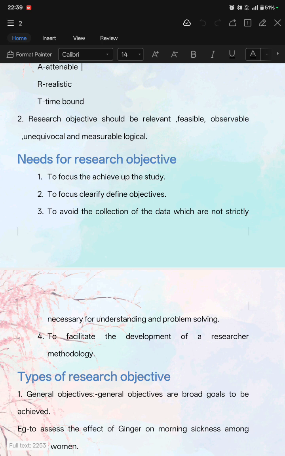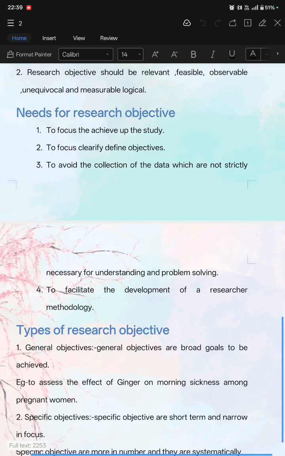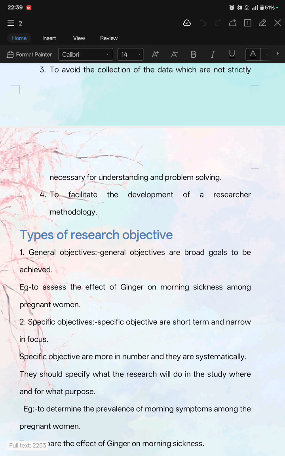Next point is needs for research objectives. First, to focus the aim of the study. Second, to focus, clarify, define objectives. Third, to avoid the collection of data which are not strictly necessary for understanding the problem and problem solving. Fourth, to facilitate the development of a research methodology.